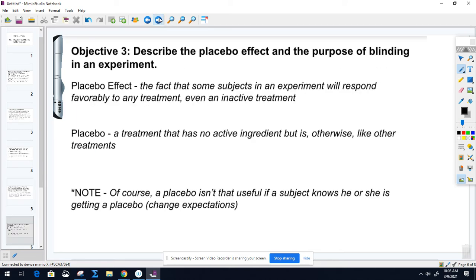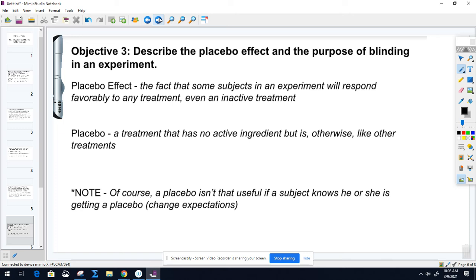Okay. Objective 3, describe the placebo effect and purpose of blinding in an experiment. So the placebo effect here is the fact that some subjects in an experiment will respond favorably to any treatment, even an inactive treatment. The placebo is a treatment that has no active ingredient, but is otherwise like other treatments. So a lot of times, if we're doing a vaccination or to see how a pill works, there'll be a pill. They look exactly the same, but one pill has the active ingredients and one pill does not. And they don't know which one has the active ingredient and which does.